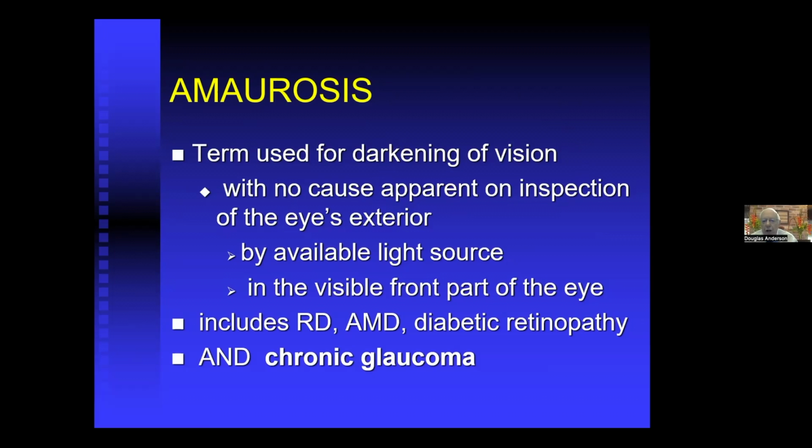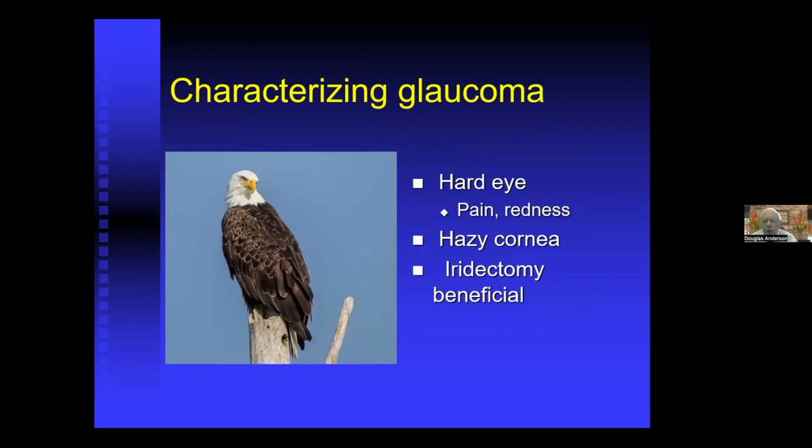Amaurosis thus included anything that was in the inside of the eye, like retinal detachment, macular degeneration, and so on, and including chronic glaucoma. Now, it was noticed that those that had chronic glaucoma seemed to have a firmness or maybe a rock-hard eye and experience pain and redness. So the characteristics included that plus the haze that was called glaukos.